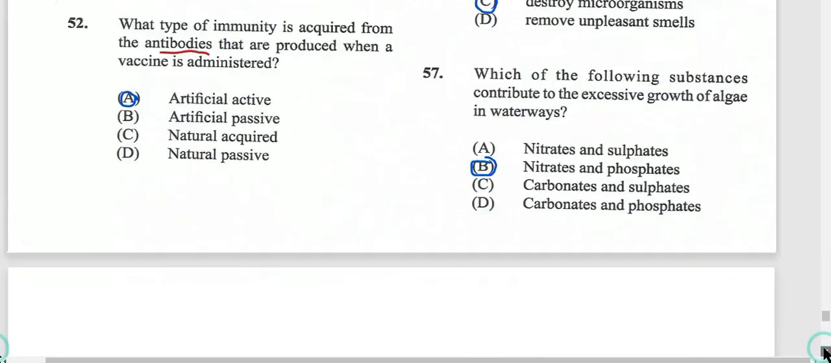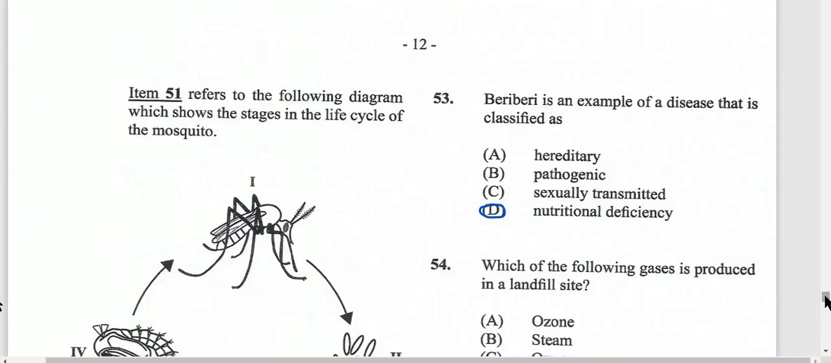And we move on down to 53. Beriberi, a nutritional deficiency, is an example of a disease that is classified as a nutrition deficiency. All right, just like rickets, night blindness, all those. So 53 is going to be D.